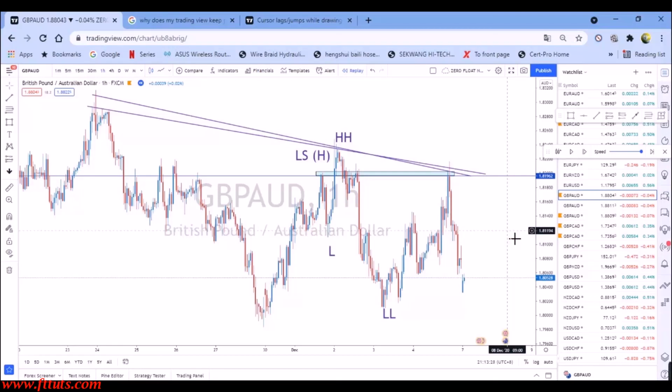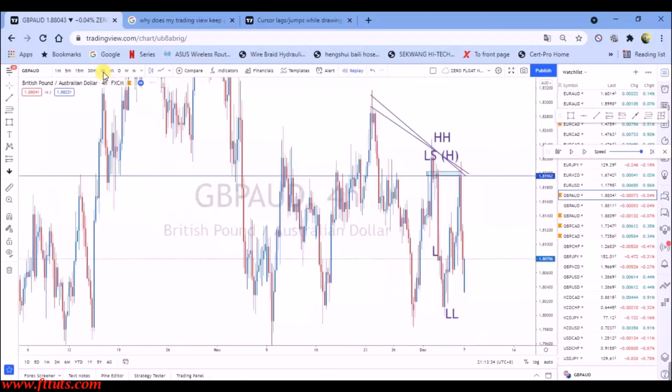I hope that really helps you out on how to identify this QMC, plus how we use the higher time frame as our multi-time frame analysis to find our confirmation.